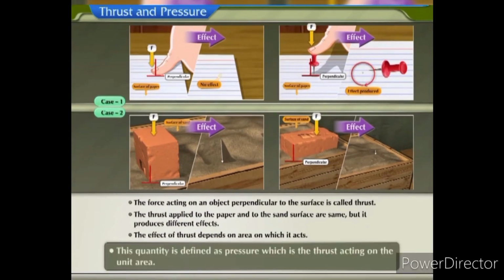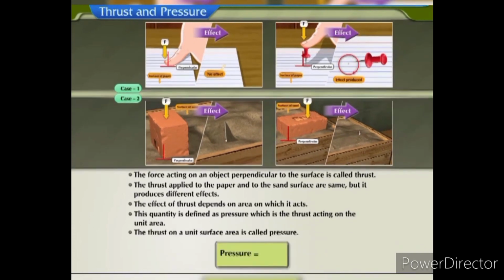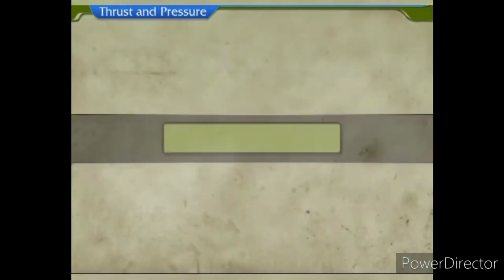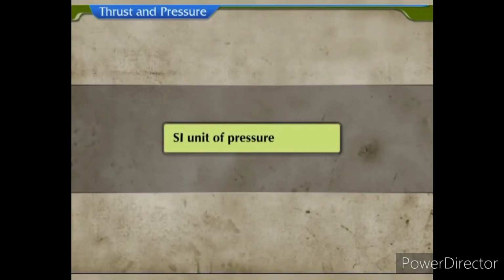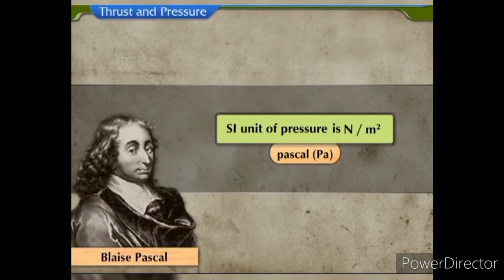This quantity is defined as pressure, which is the thrust acting on the unit area. Thus, the thrust on a unit surface area is called pressure. Pressure is equal to thrust divided by area. The SI unit of pressure is Newton per meter square. It is also called Pascal, Pa, in honor of the scientist Blaise Pascal.